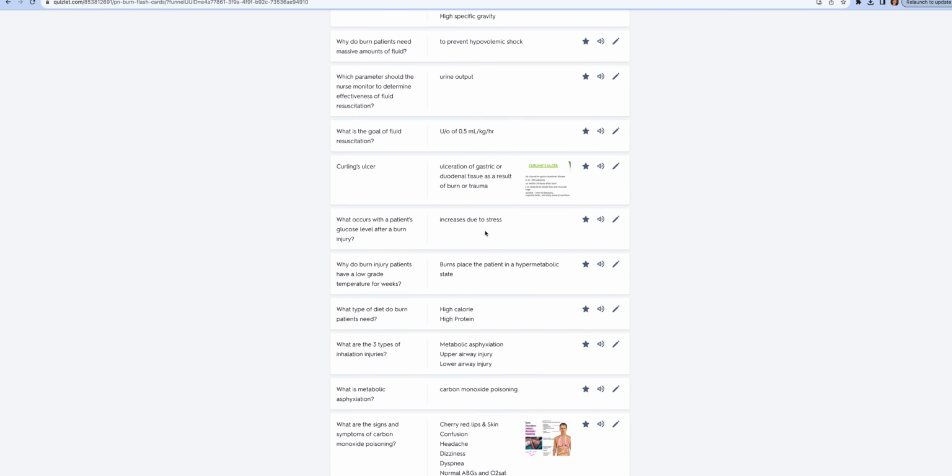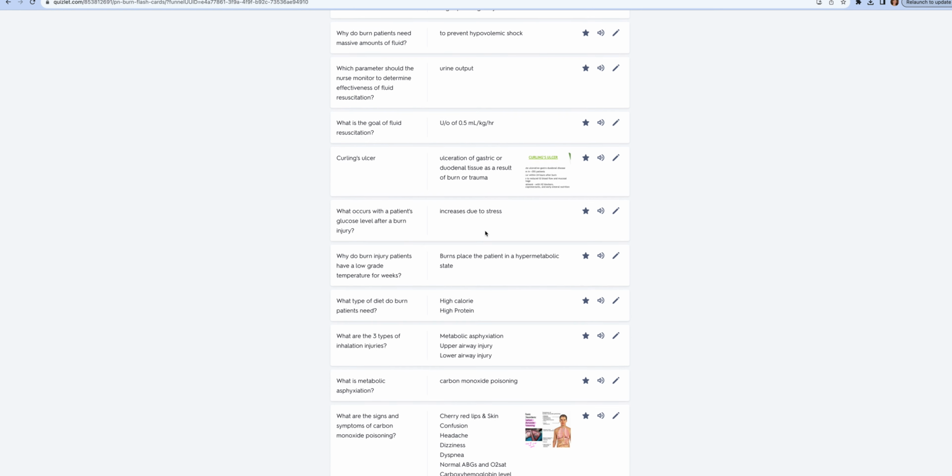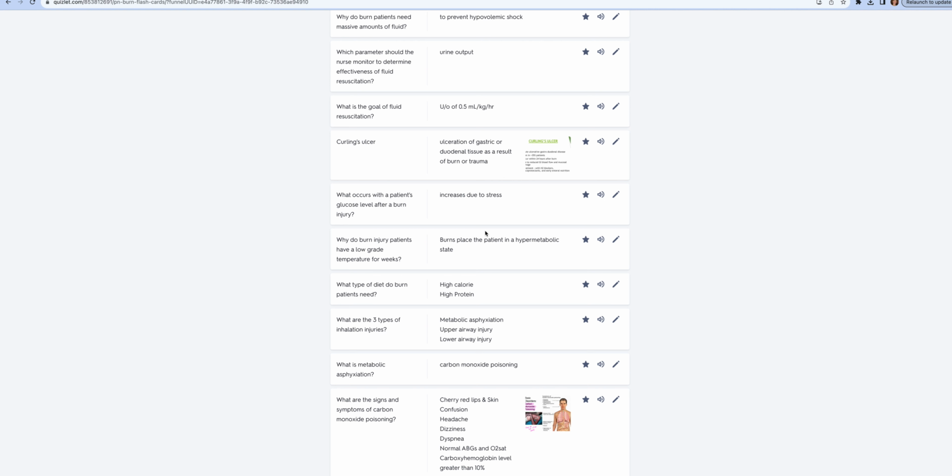The glucose level is going to increase due to stress, even in non-diabetics. They're going to be in a hypermetabolic state, which means they're going to have a low-grade temperature for weeks. But it also means they're going to be at risk for poor wound healing, and they need a high-calorie diet. They can burn like 5,000 calories a day doing nothing because of the wound, okay? They need high protein because that helps you heal.